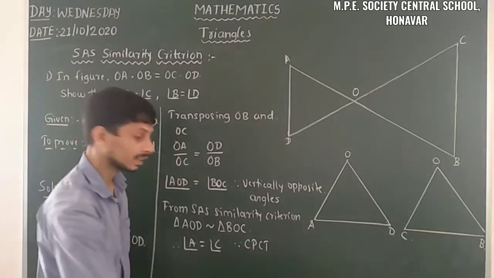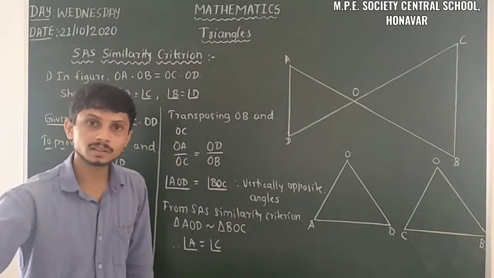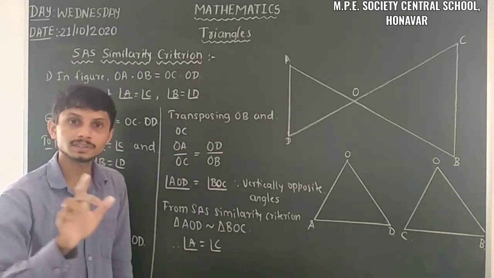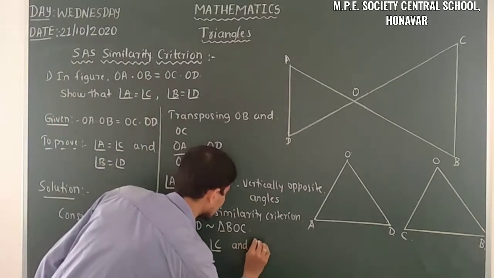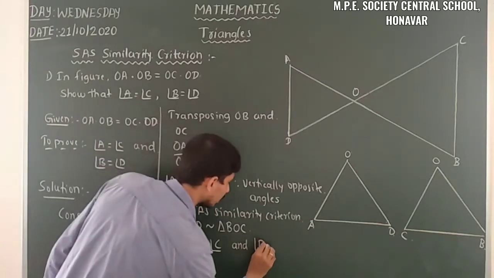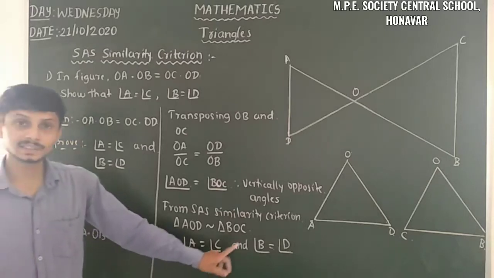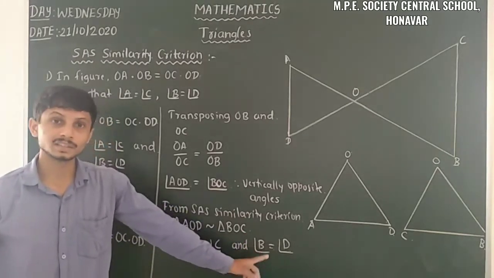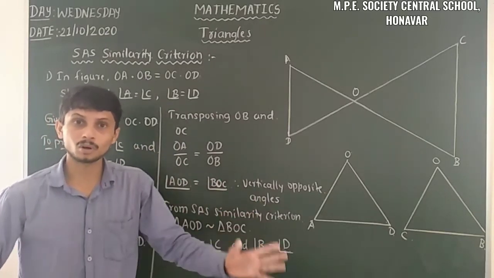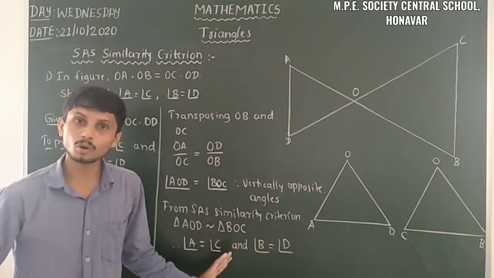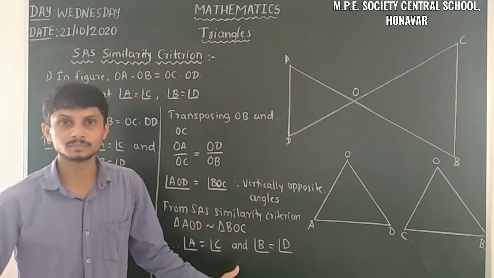Sorry, here we can't call it CPCT, because those are not congruent triangles. These are only similar triangles. So angle A is equal to angle C and angle B is equal to angle D. We can't consider it as CPCT, corresponding parts of congruent triangles, because these are not congruent triangles, only similar triangles.